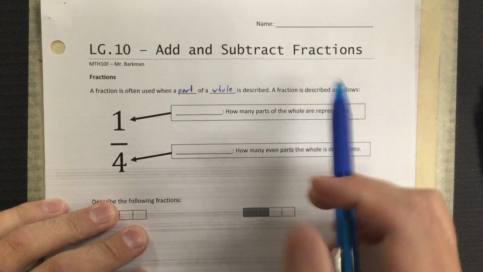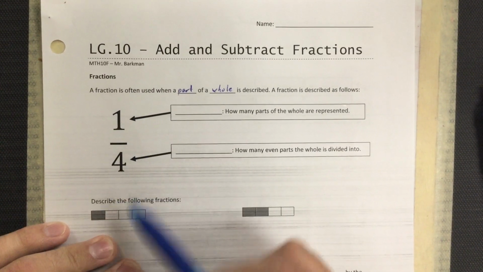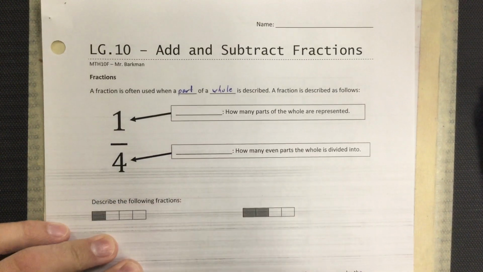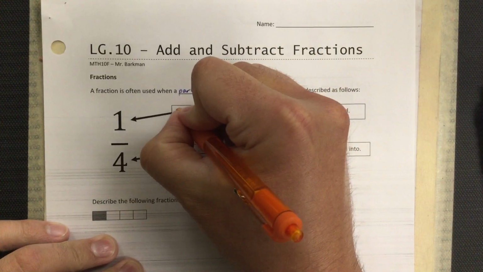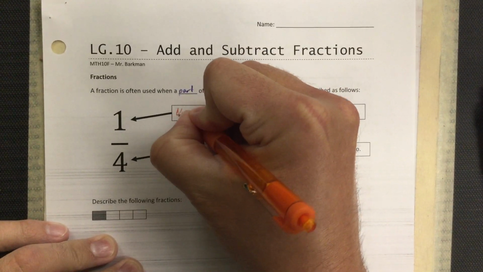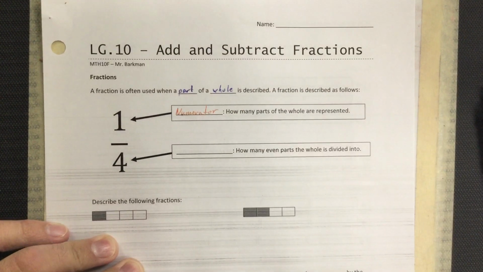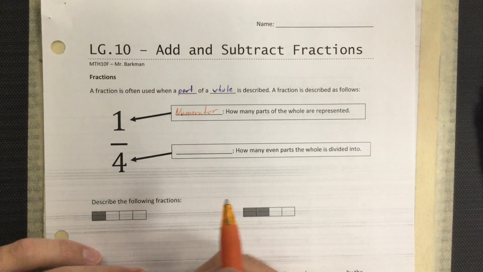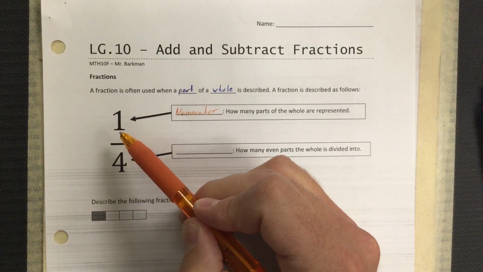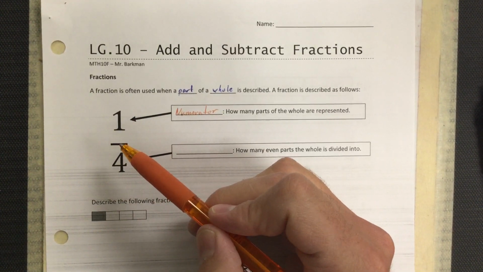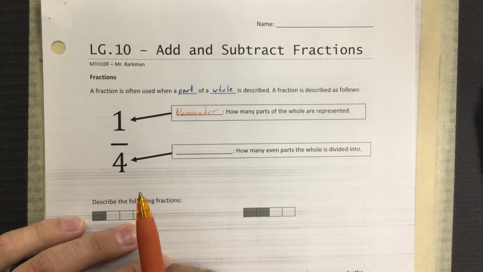So the fraction is described as follows. This here is a fraction. We have the number 1 with a line over the number 4. This is just one example. The top number, and I'm sure many of you already know the name, is what we call the numerator. This is how many parts of the whole are represented. In this case, we have one part of the whole, but we don't know how big those parts are. Based on the numerator, we just know the number of parts that we have.